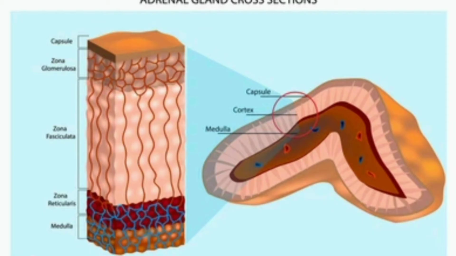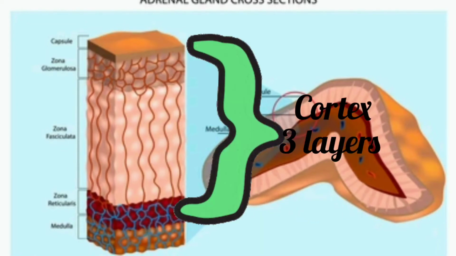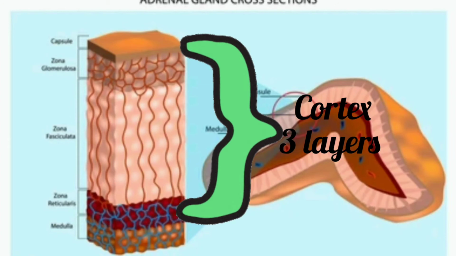Now we will look into the structure of adrenal gland. Adrenal gland has an outer cortex and also an inner medulla. Outer cortex forms the main mass of the adrenal gland, whereas inner medulla only forms 1/10 of the adrenal gland, and the outer cortex has 3 layers.